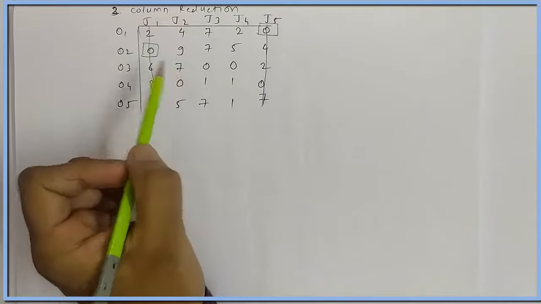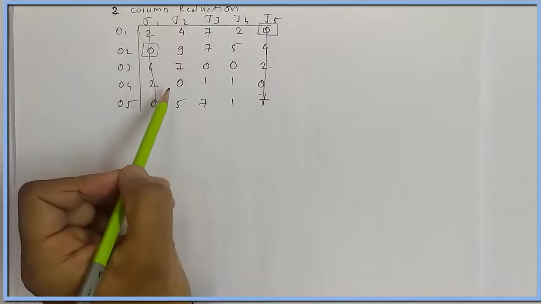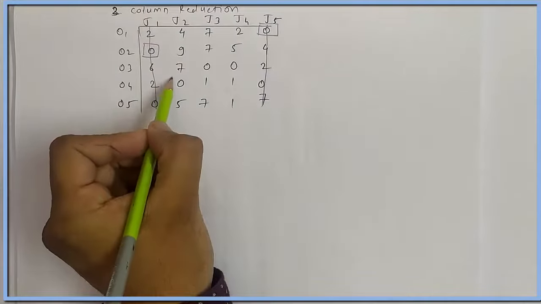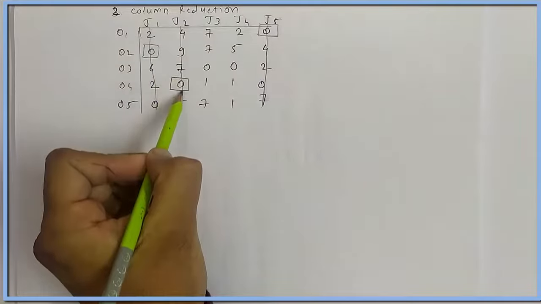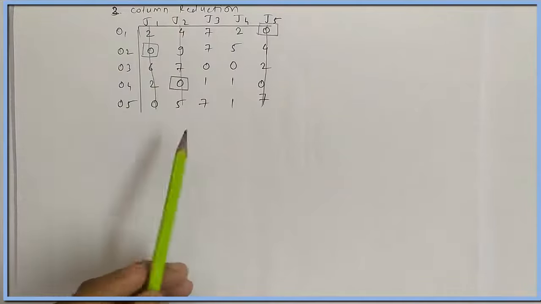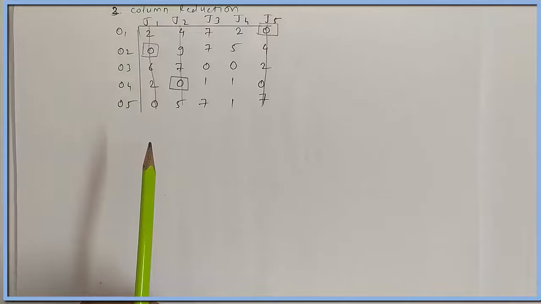In the third row there are 2 zeros. Therefore we will skip the third row. In the fourth row there is 1 zero. Therefore mark a square around it and draw the vertical line passing through this 0. After the row scanning, there are still 2 zeros, and those 2 zeros are uncovered. Therefore now we will go for the column scanning.